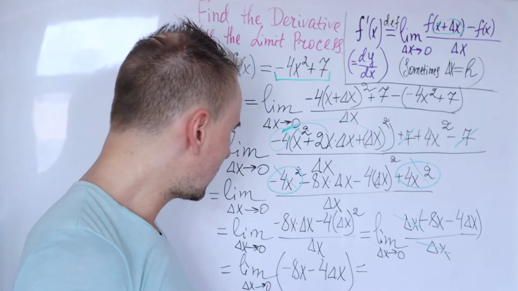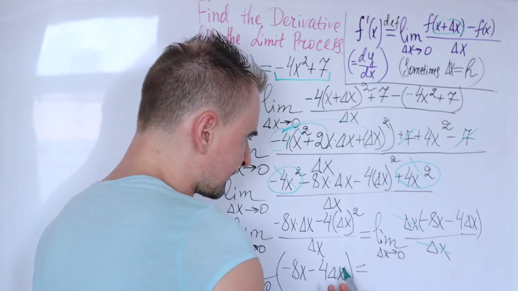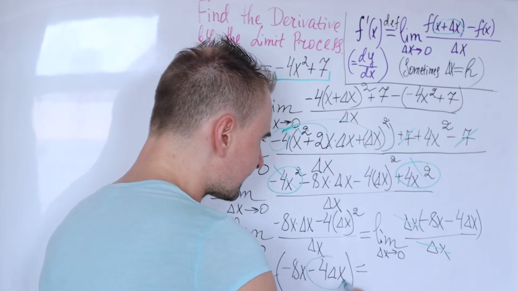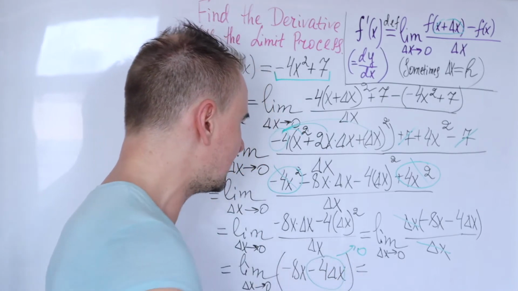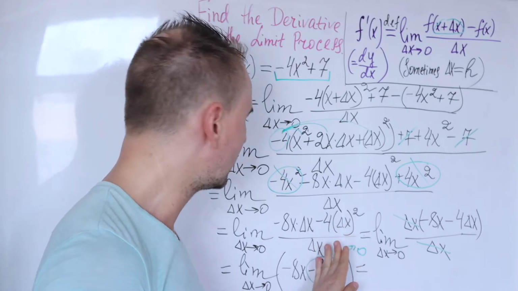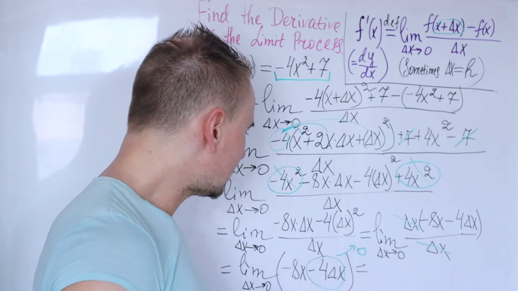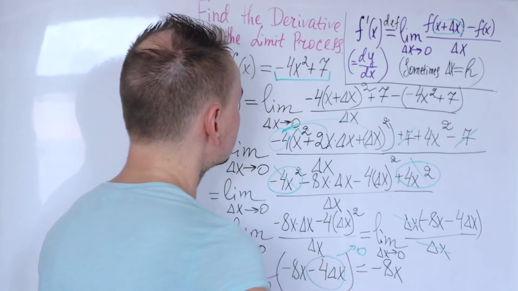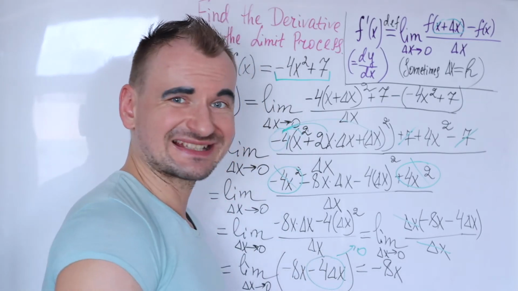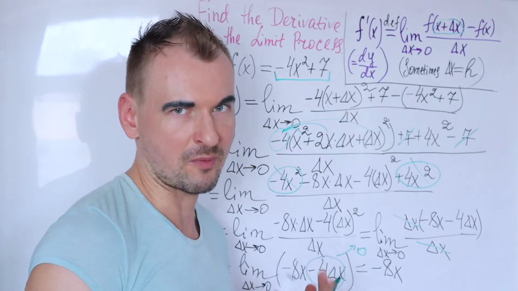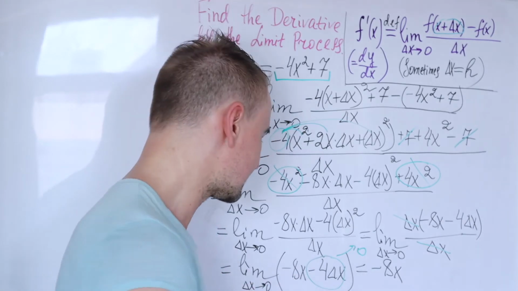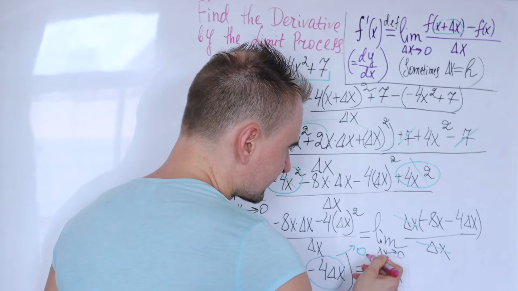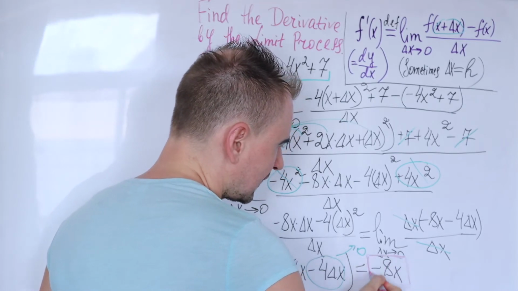Since your delta x goes to 0, this term completely goes to 0. So we can simply ignore this term at this point. And the limit of negative 8x is simply negative 8x. That basically was expected, as you probably know the shortcuts, the derivative rules. So this is your final answer after this whole algebra work.